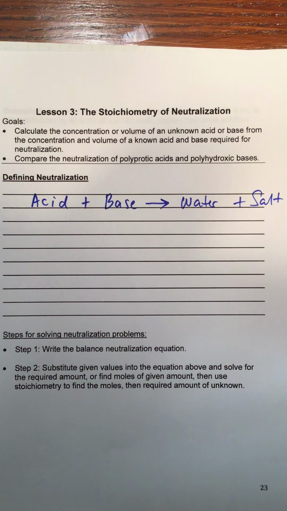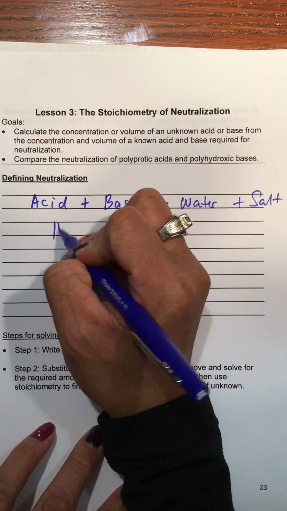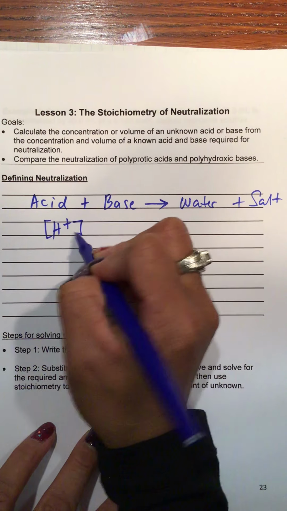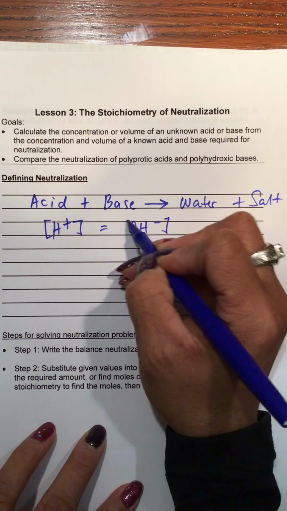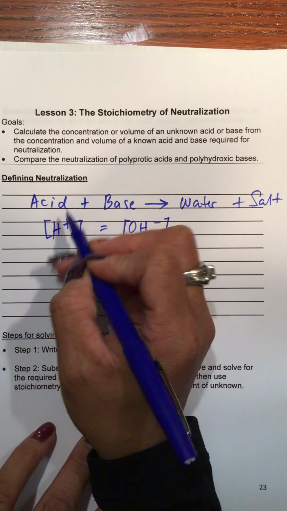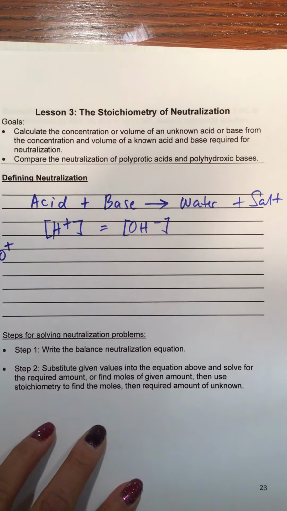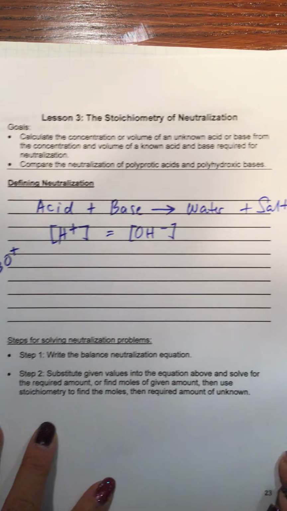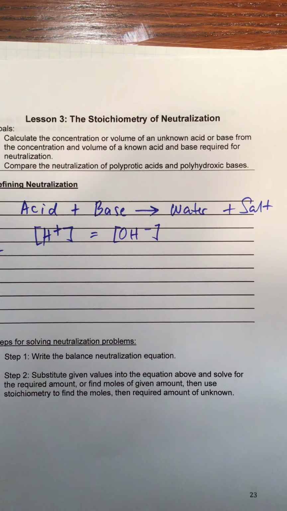So we know that at the point of neutralization, the concentration of the hydride ion is equal to the concentration of the hydroxide ion. Hydride can also be seen as H3O+, and this is the hydronium. So hydride concentration is equal to the hydroxide concentration.